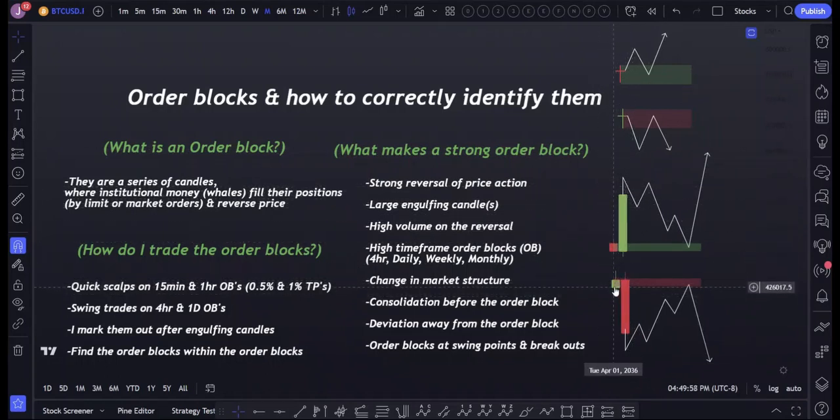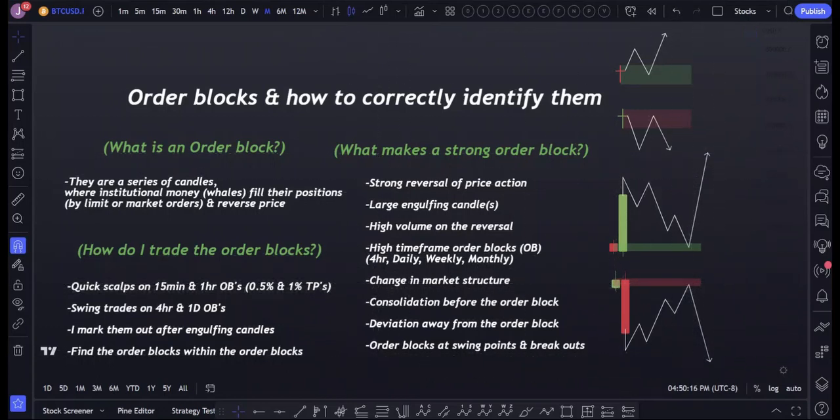If buyers are getting aggressive here at the high, we see big sellers, whales, come in and sell price down with an engulfing candle with high volume, and then as price approaches up to that order block, we're looking for it to sell off. This is where we'll look for our short, on the retest of the order block.